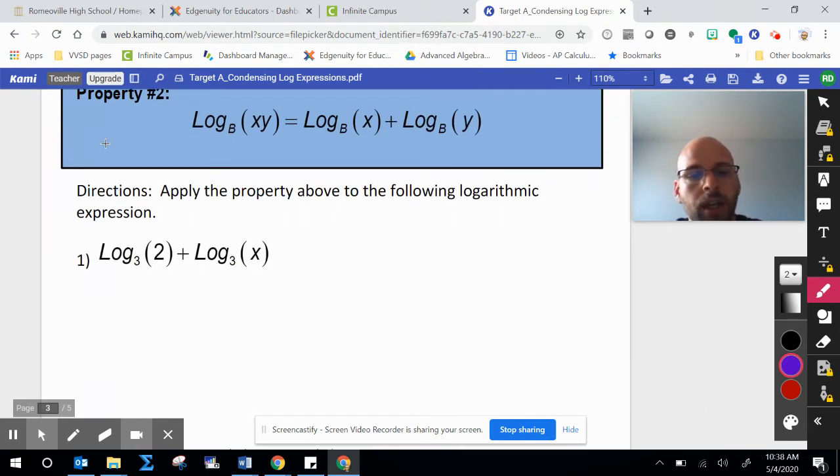So in this case, you can see I have the log base 3 of 2. I have the log base 3 of x. They are being added together. So this can ultimately be just written as the log base 3 of 2x. Okay, so anytime you have a sum, that can be written as a product. We're just condensing them down into one log.